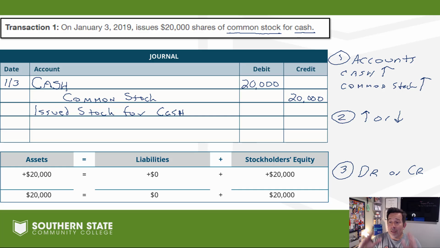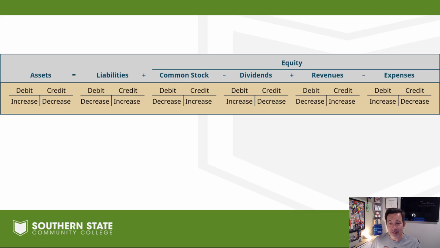Now, if your mind is blown, if you watched me breeze through that and you're like, how in the world did you know to debit cash? How did you know that common stock was the credit? Okay, I identified the accounts. I figured out whether they needed to go up or down. I have the third part, debit and credit, memorized. If you don't have that memorized, this is where you refer back to that little graphic.